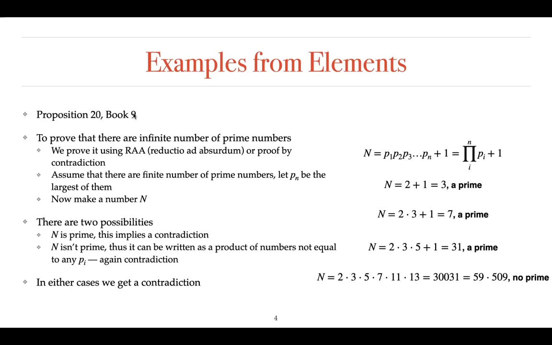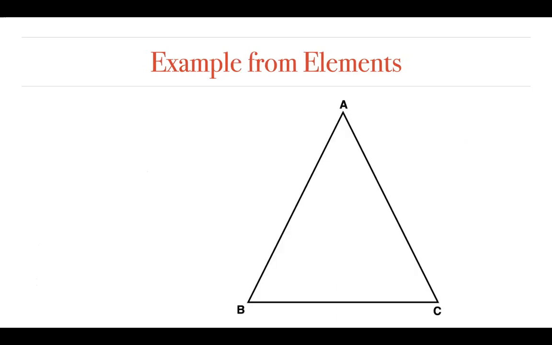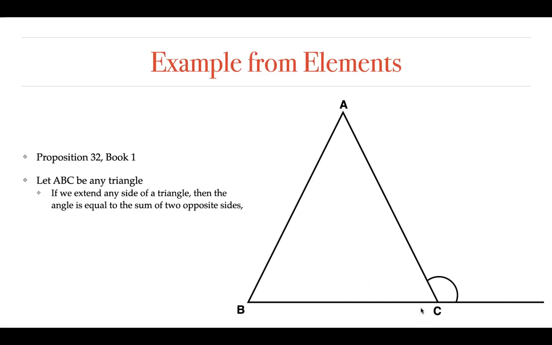Okay, yet another example from Euclid is this: proposition 32 of book 1. I know this is very familiar to you. Let ABC be any triangle, as I've shown here. If you extend one of the sides, and let's say this angle is ACD, I should have put D here, then this angle ACD is equal to the sum of the opposite angles, the angle sum of this and this. So this is one part.